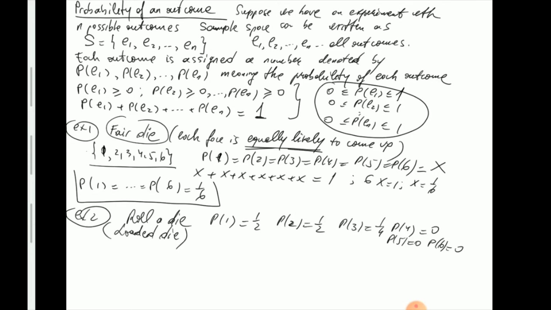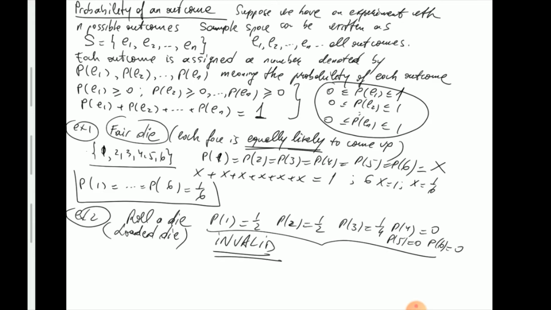Loaded die, meaning that the center of gravity of that little cube, the die, is such that some faces are more likely than others. Now, it's not a problem that each outcome is not equally likely. That's not what makes this invalid, because by the way, this probability assignment is not valid.